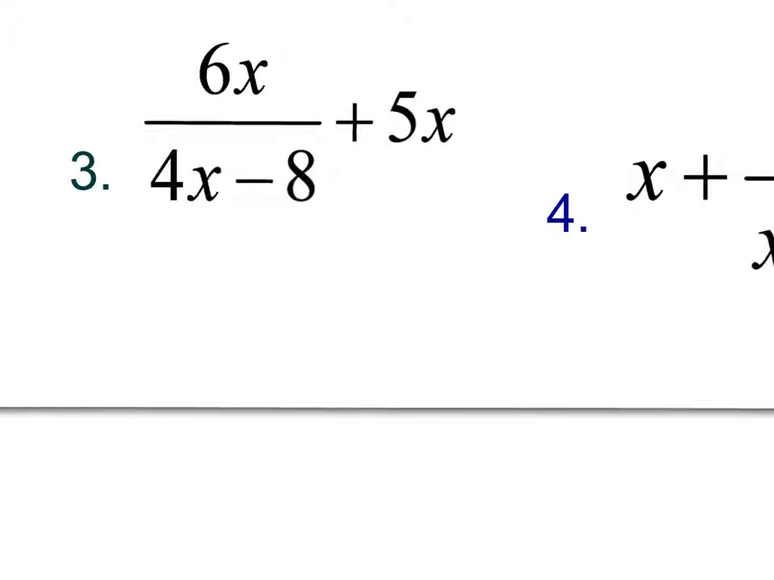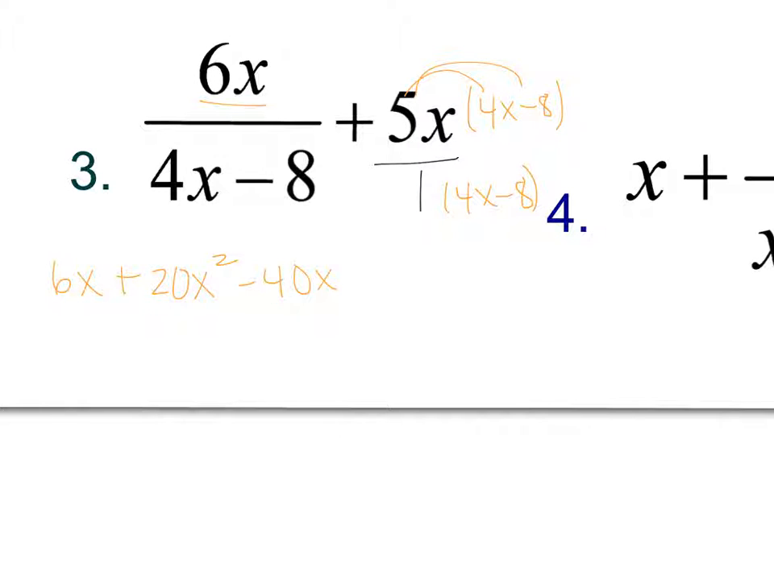Number 3, 6x over 4x minus 8 plus 5x. So I'm going to start this by putting the 5x over 1, and now I need a common denominator of 4x minus 8 and 1, which would be 4x minus 8, so I'm going to multiply both the numerator and the denominator by 4x minus 8. So when I do that, I get 6x, that didn't change right there, plus 5x times 4x is 20x squared. 5x times negative 8 is minus 40x, all over 4x minus 8.